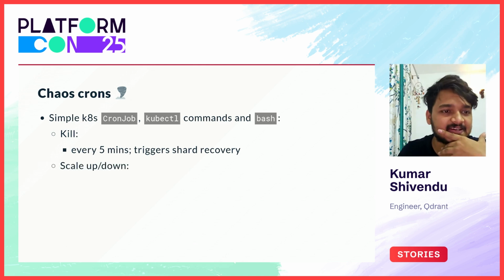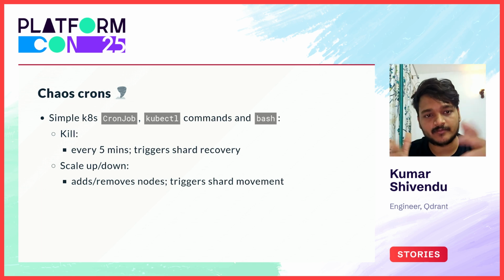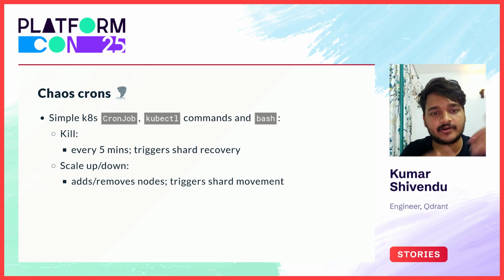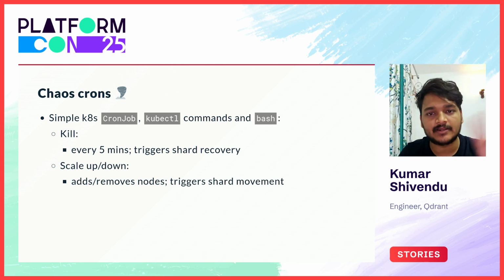So yeah, all that is checked. We scale up and scale down the cluster, which adds or removes nodes from the cluster, right? So more pods are created or destroyed, and this triggers shard movement, because now data has to be rebalanced so that the load is divided between the nodes.